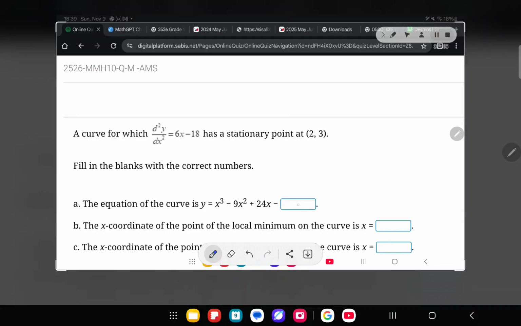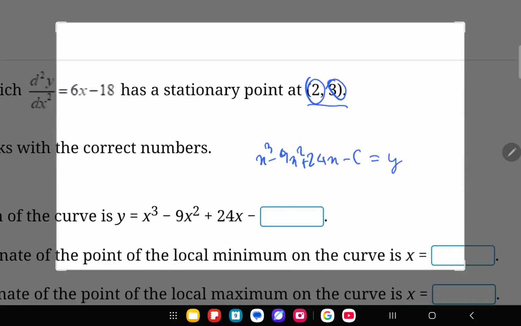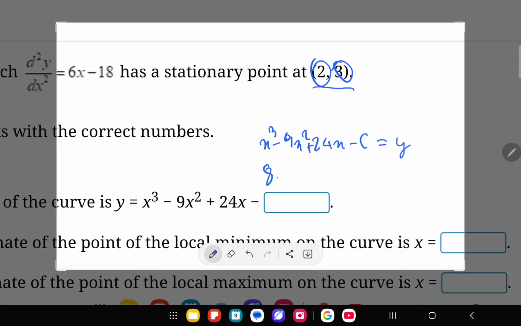So over here, even if we don't know what this is, we have a point. x cubed minus 9x squared plus 24x minus c, which is our unknown constant, is equal to y. Over here, when x is equal to 2, y is equal to 3. So we substitute 2 to the power of 3, which is 8, minus 9 multiplied by 2 squared, 36, plus 48 minus c equals y. And then if I put this on my calculator, I get 20.